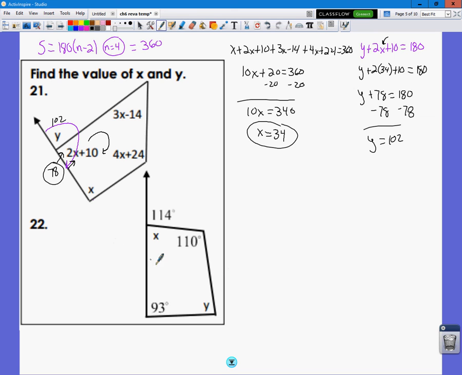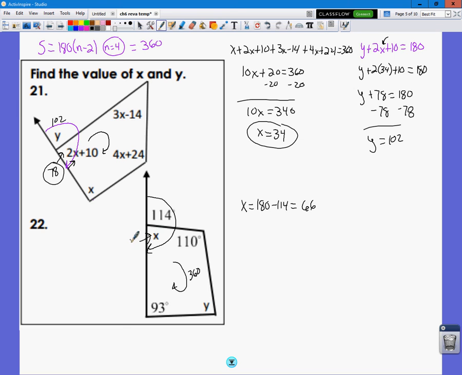Number 22 is easier. It still uses the same concept. Inside has got to add up to 360, but I do have two variables on the inside this time. So I'm going to find the value of x. 114 and x form a linear pair. So to find x, I'm going to take 180 minus 114. And I find out that x is 66 degrees.